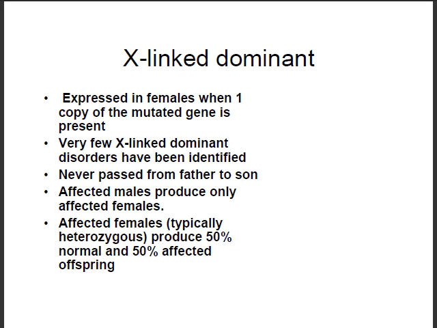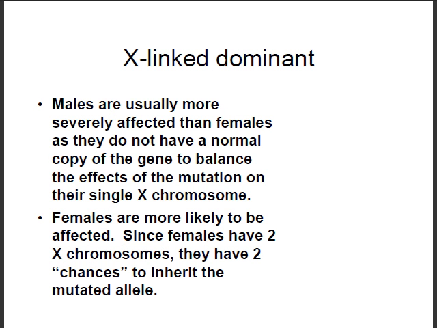Affected females, typically heterozygous, produce 50% normal and 50% affected offspring, because to them, an X chromosome is kind of like an autosome between mothers and daughters. Now, males are usually much more severely affected than females, as they do not have a normal copy of the gene to balance the effects of the mutation on their single X chromosome.